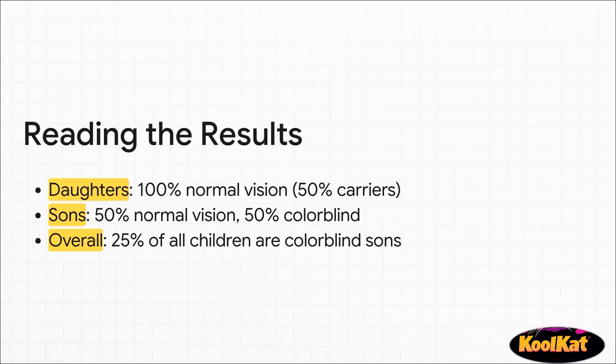Now, reading the results here is critical. Let's do it carefully. Look at the 2 daughter boxes on the left. Both of them result in normal vision, so 0% of the daughters are colorblind. Now look at the 2 son boxes on the right. 1 son is normal, 1 is colorblind. So that means 50% of the sons will be colorblind.